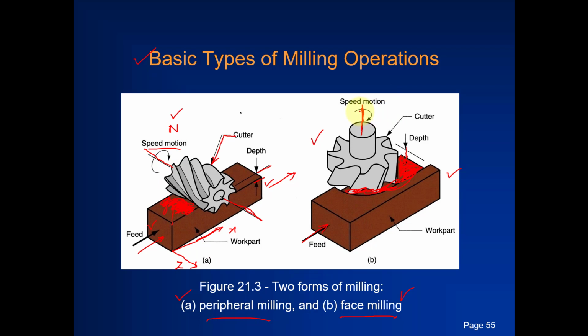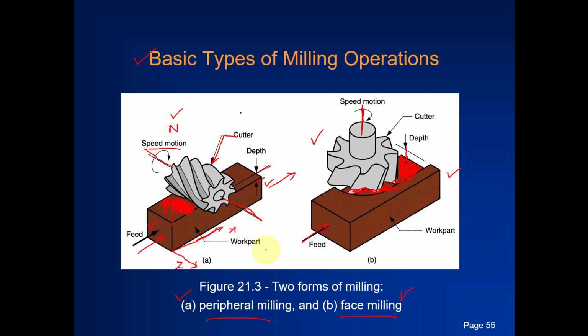And the second one is that type of milling operation in which the axis of rotation of the cutter is perpendicular to the surface being machined. That type of operation is known as face milling. Again, both operations performed on the machine will yield the same flat surface.